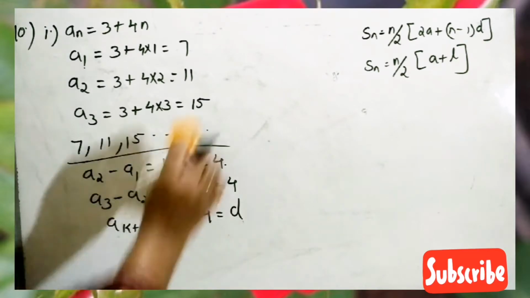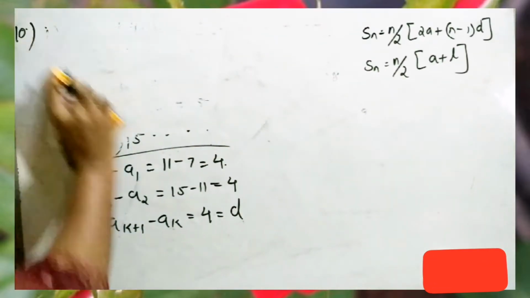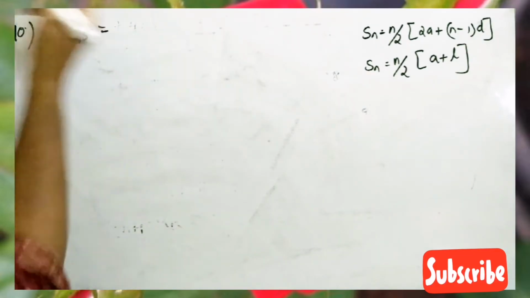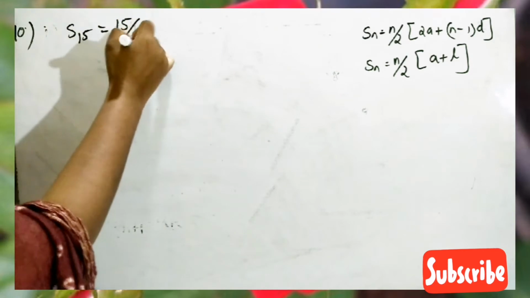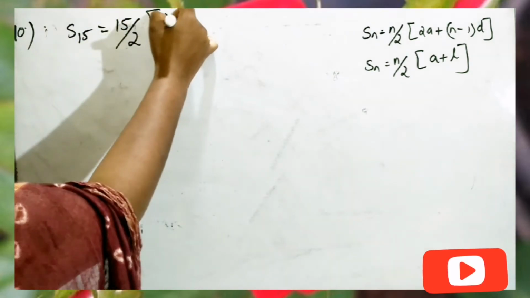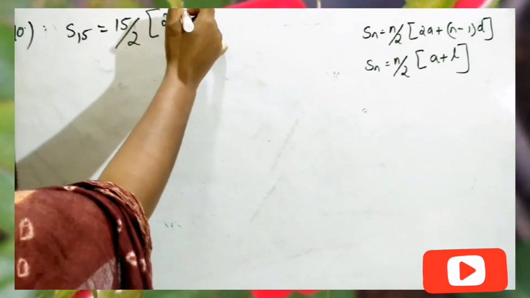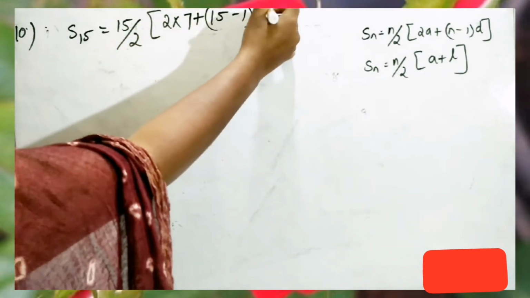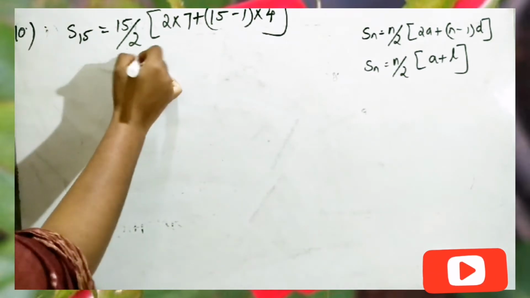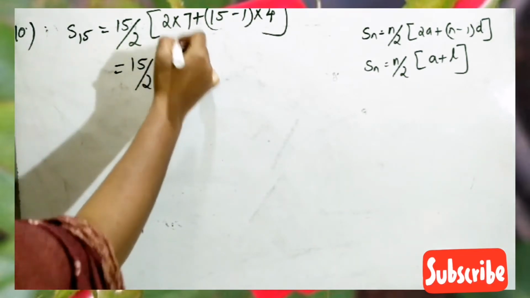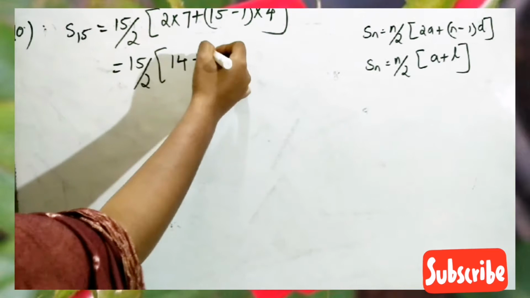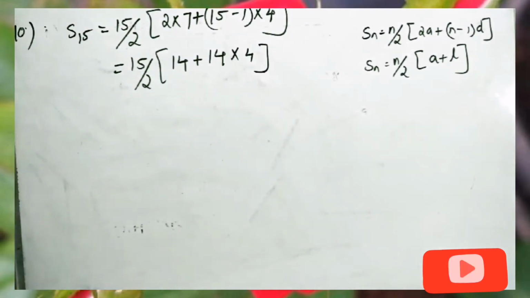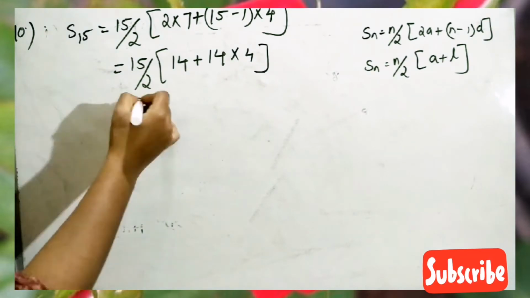Now we need to find out the sum of first 15 terms. So S15 is equal to 15 by 2 into 2a plus 15 minus 1 into d. Here the value of a is 7 and d is 4. Is equal to 15 by 2 into 2 into 7, that is 14, plus 14 into 4.